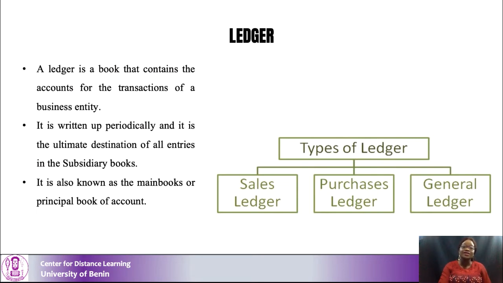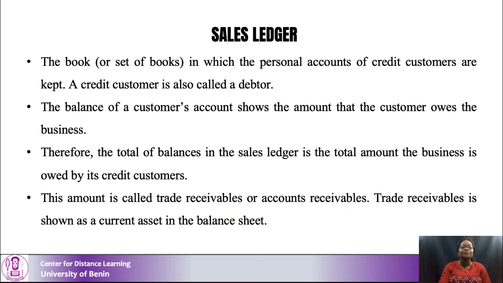A ledger is a book that contains the accounts for the transaction of a business entity. It is written periodically as deemed fit by the business, and it's also known as the main book or the principal book of accounts. We have basically three types of ledger. The first is the sales ledger, followed by the purchases ledger, then the general ledger.